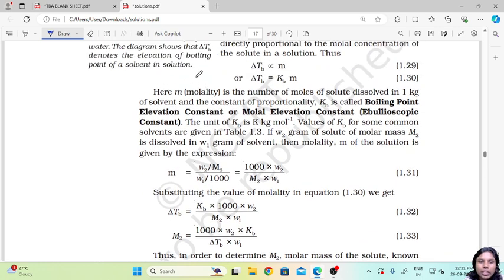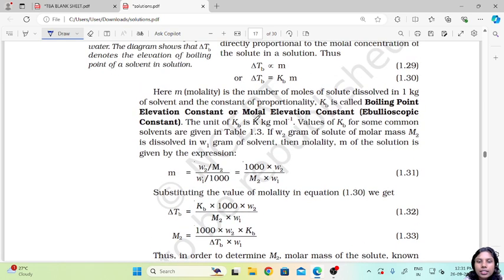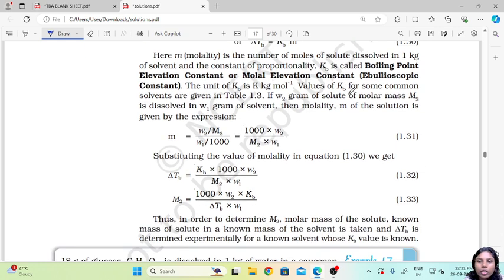Here m is the molality, that is the number of moles of solute dissolved in 1 kg of solvent, and the constant of proportionality Kb is called the boiling point elevation constant, or it is also known as the molal elevation constant. The unit of Kb is Kelvin kg mole inverse. Values of Kb for some common solvents are given in the table.